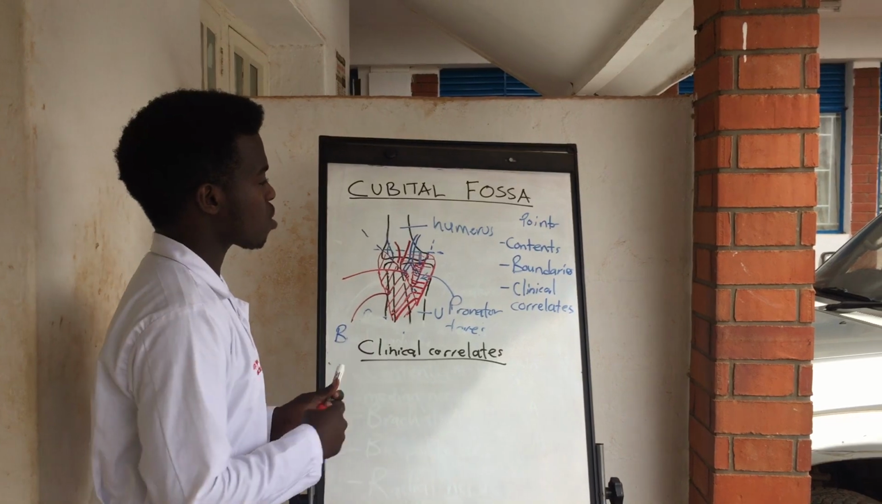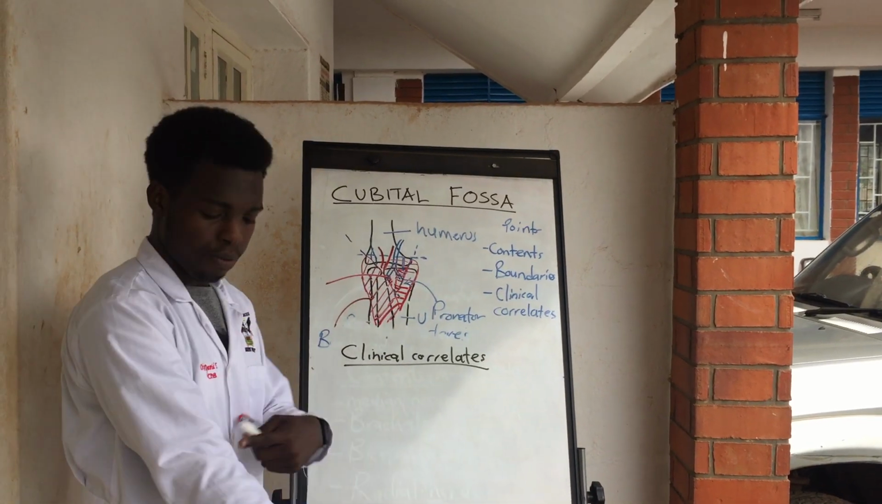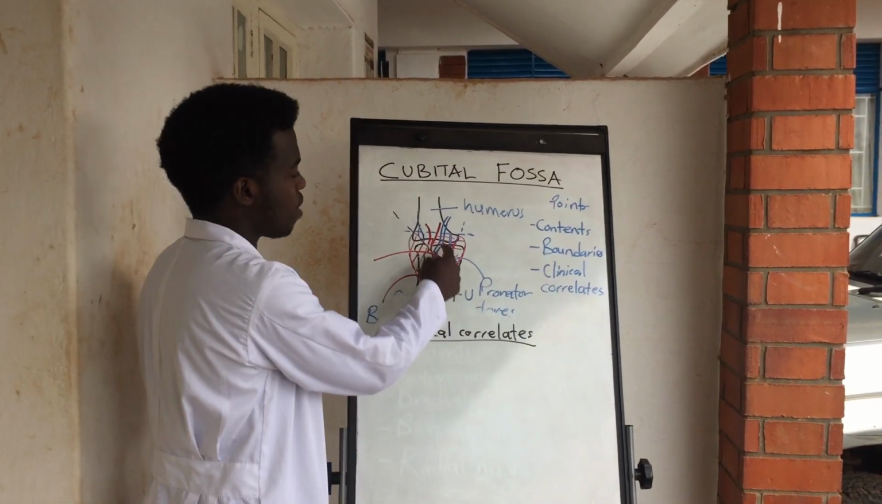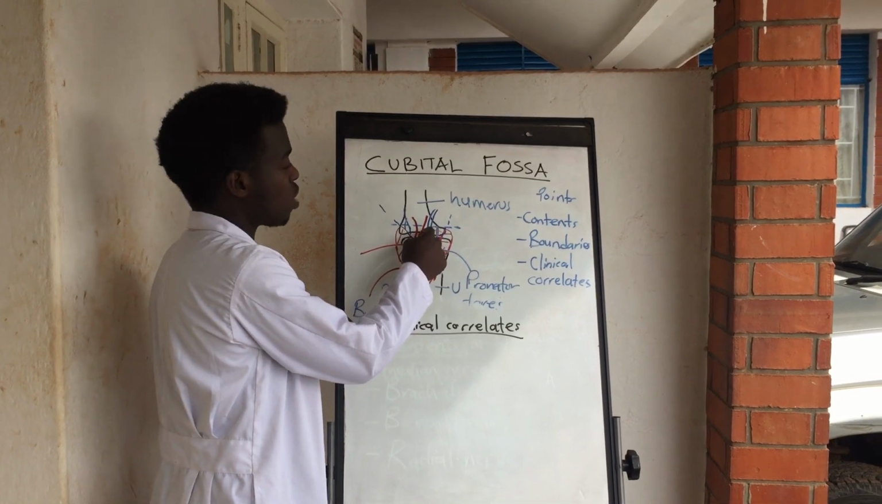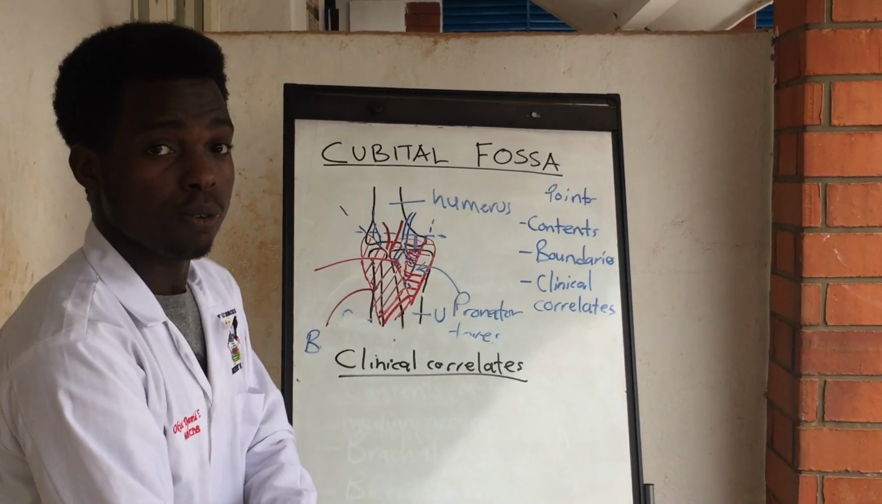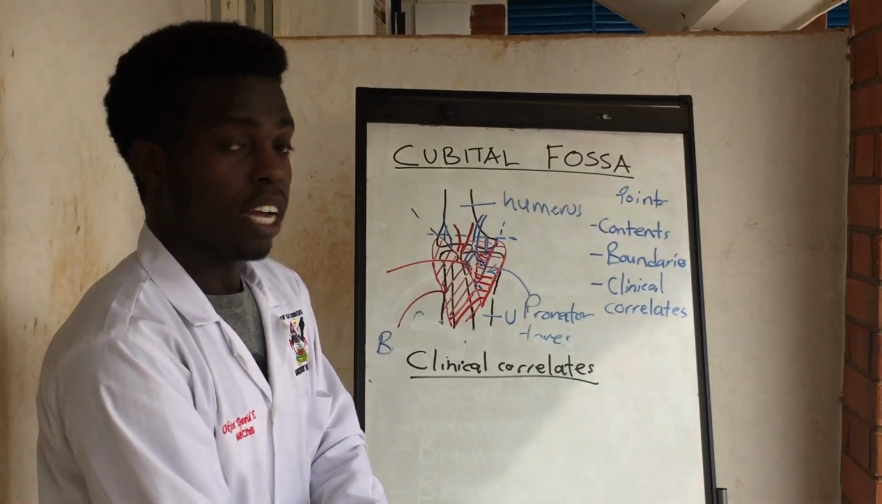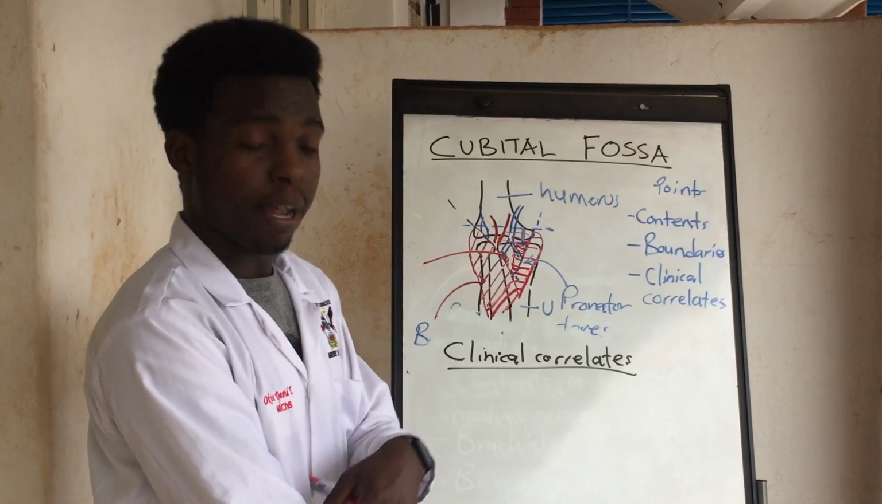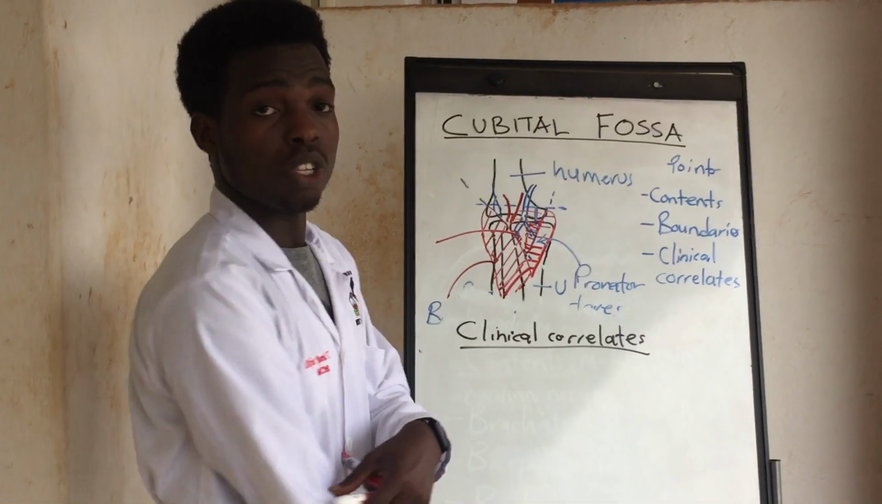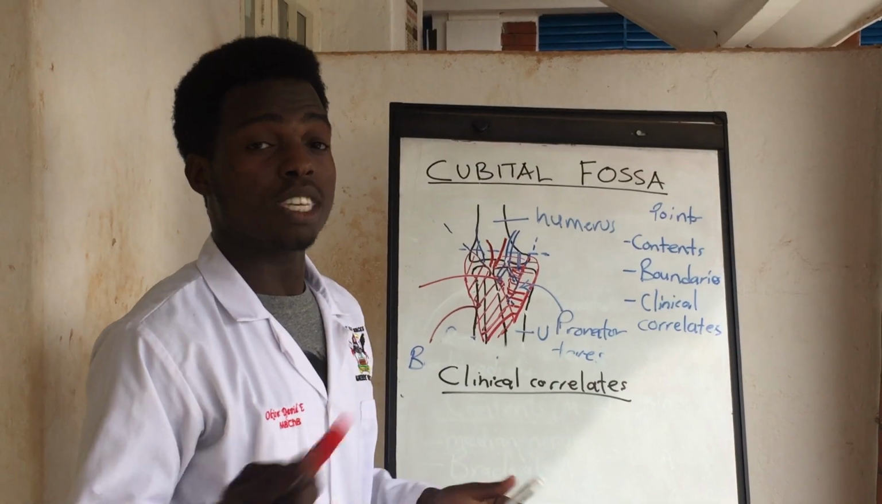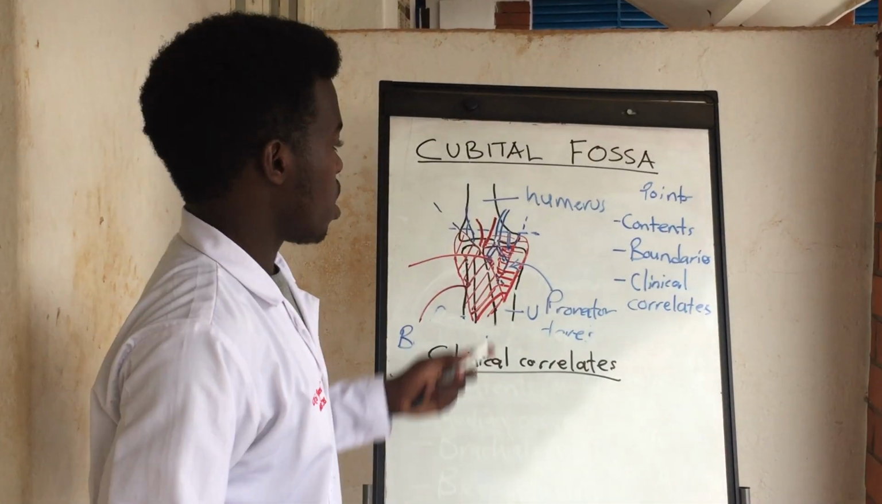Then also we can use the cubital fossa as a point for feeling the brachial pulse. So remember, you have the brachial artery. This brachial artery could be used for pulsation of the brachial artery. In addition to that, we can also apply the stethoscope in determination of the blood pressure using the auscultation method.